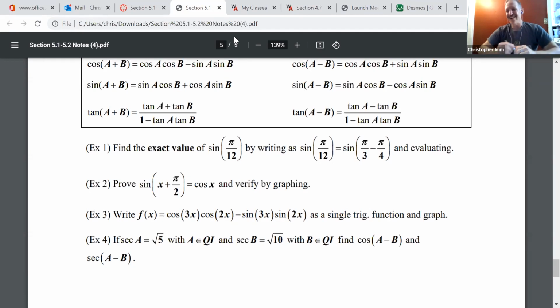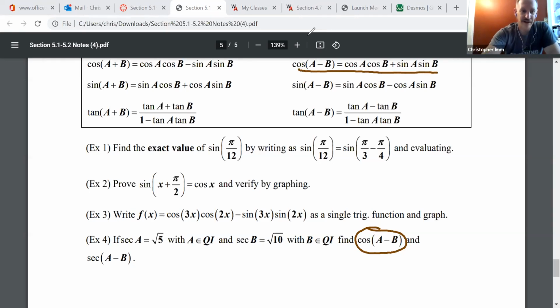However, we do know that secant is related to another function by reciprocal identity, and I claim it's cosine. So I sort of broke this problem into two. I said, well, let's find cosine first of that difference, and then we can use that to find secant. So we want to start by finding this cosine of A minus B, and then from that we can find secant. So we're going to be using this formula, of course. So let's go ahead and write that down.